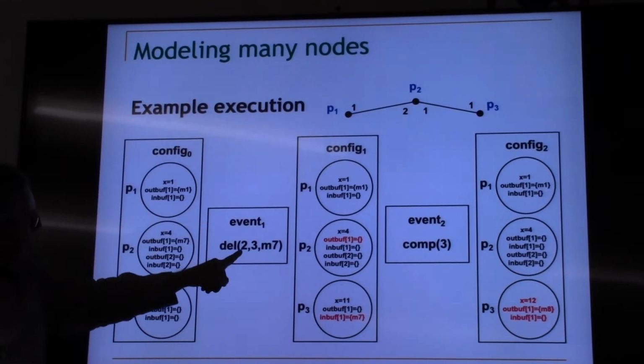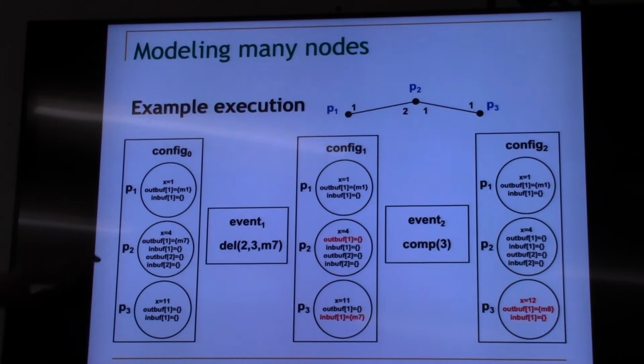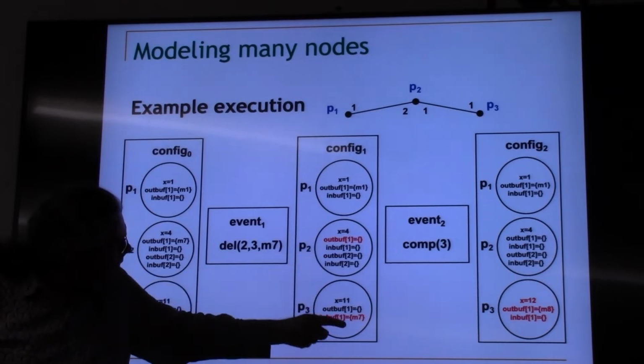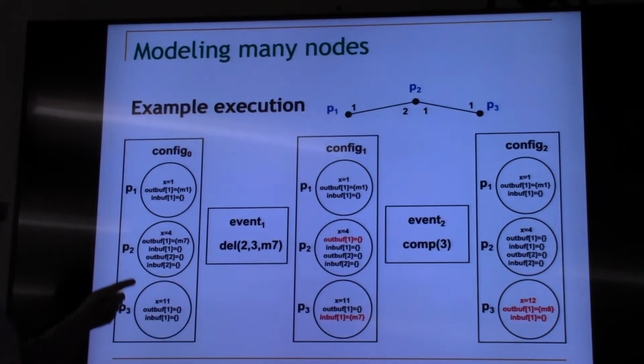We have an event, del 2 3 M7. That means from 2 to 3, the message M7 will be transferred from the out buff of P2 to the in buff of P3. The 2 red ones here. You see? That's the transition here.